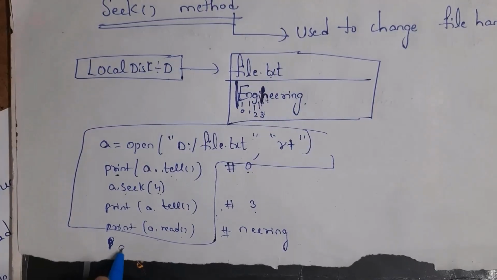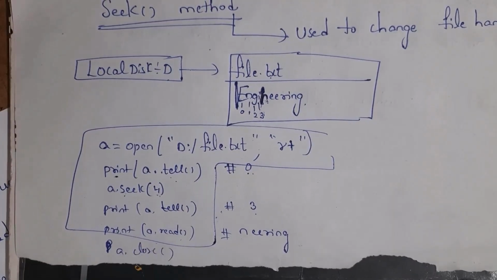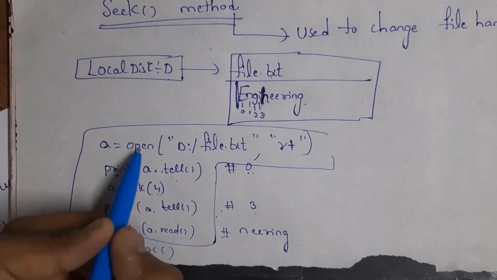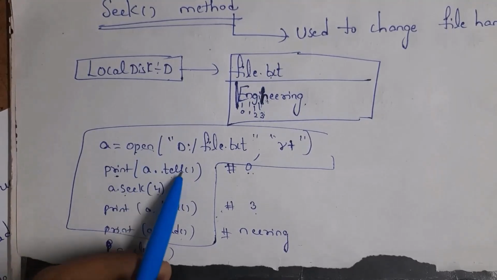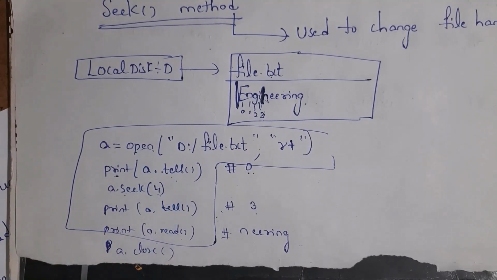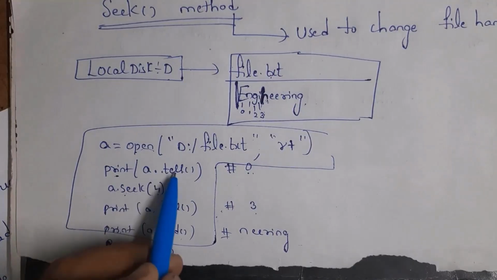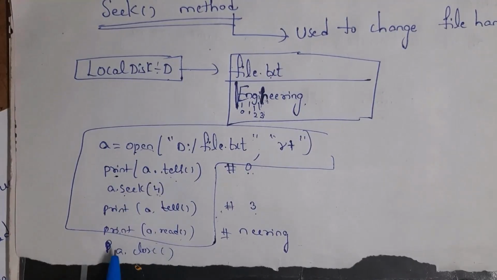So just write here a.close. The close method is used to close the file, where open is a function and tell, seek, read and close are methods, because we wrote a.tell, a.seek, a.read and a.close. We include the object name before methods.